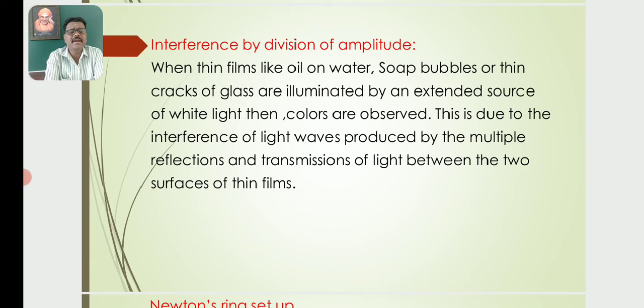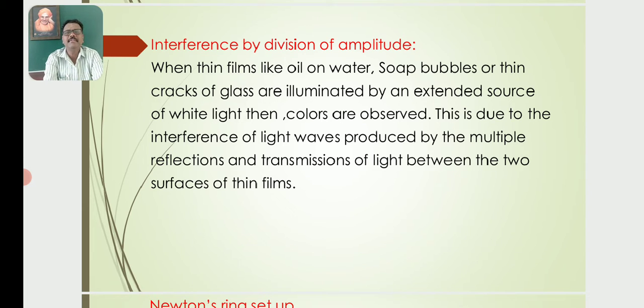What we see in our daily life are the colored fringes observed in oil on water, in soap bubbles, or in thin cracks of glass when they are illuminated by an extended source of white light. This is due to interference of light waves produced by the multiple reflections and transmissions of light between the surfaces of the thin films.